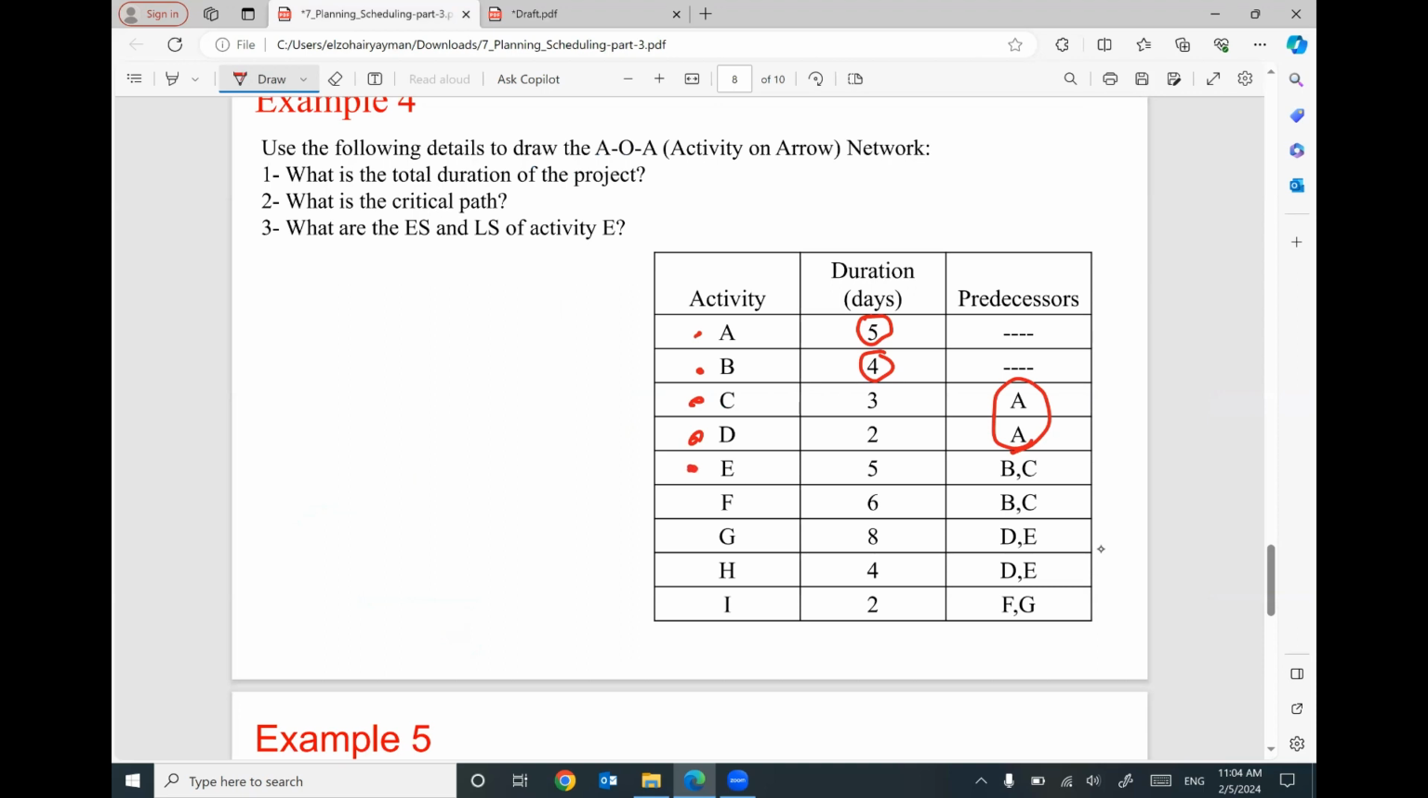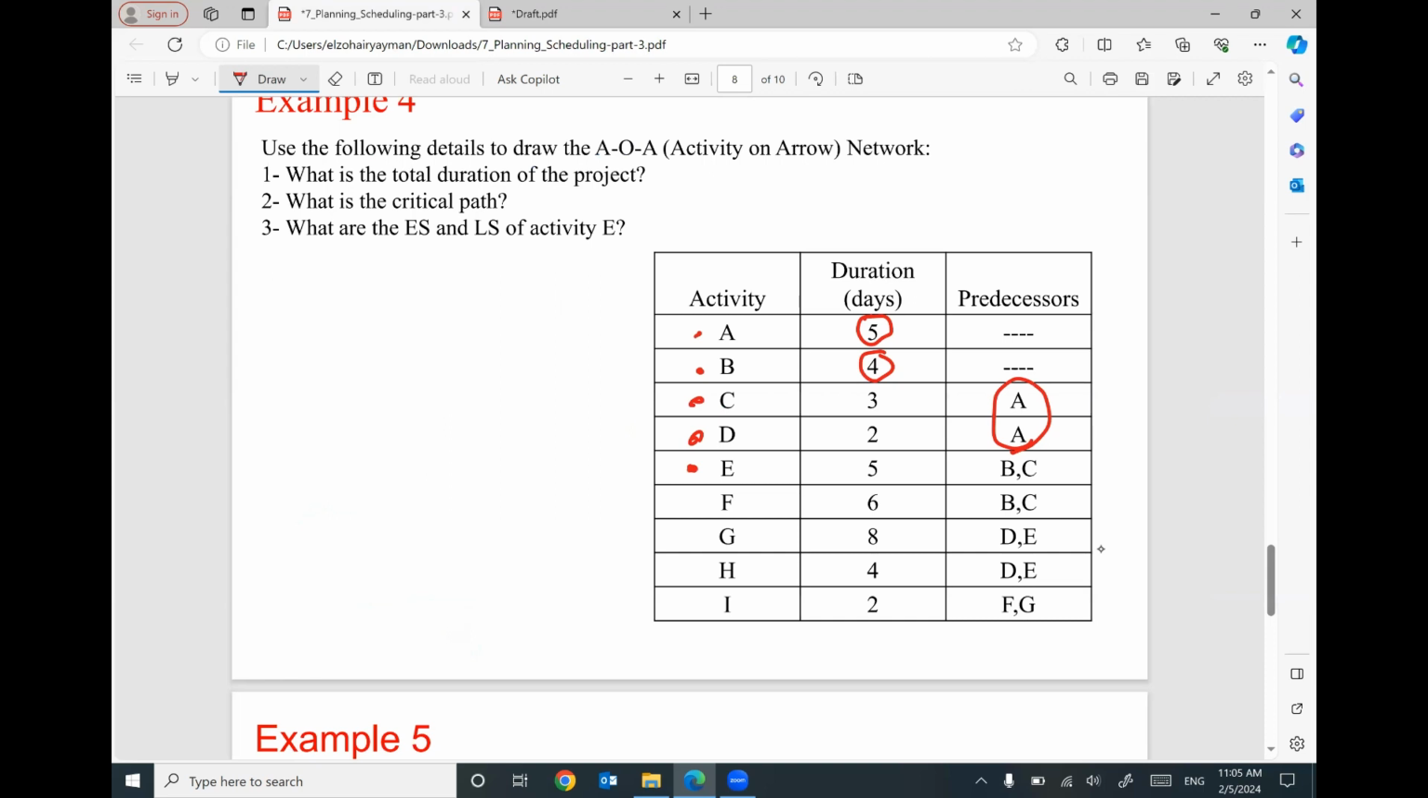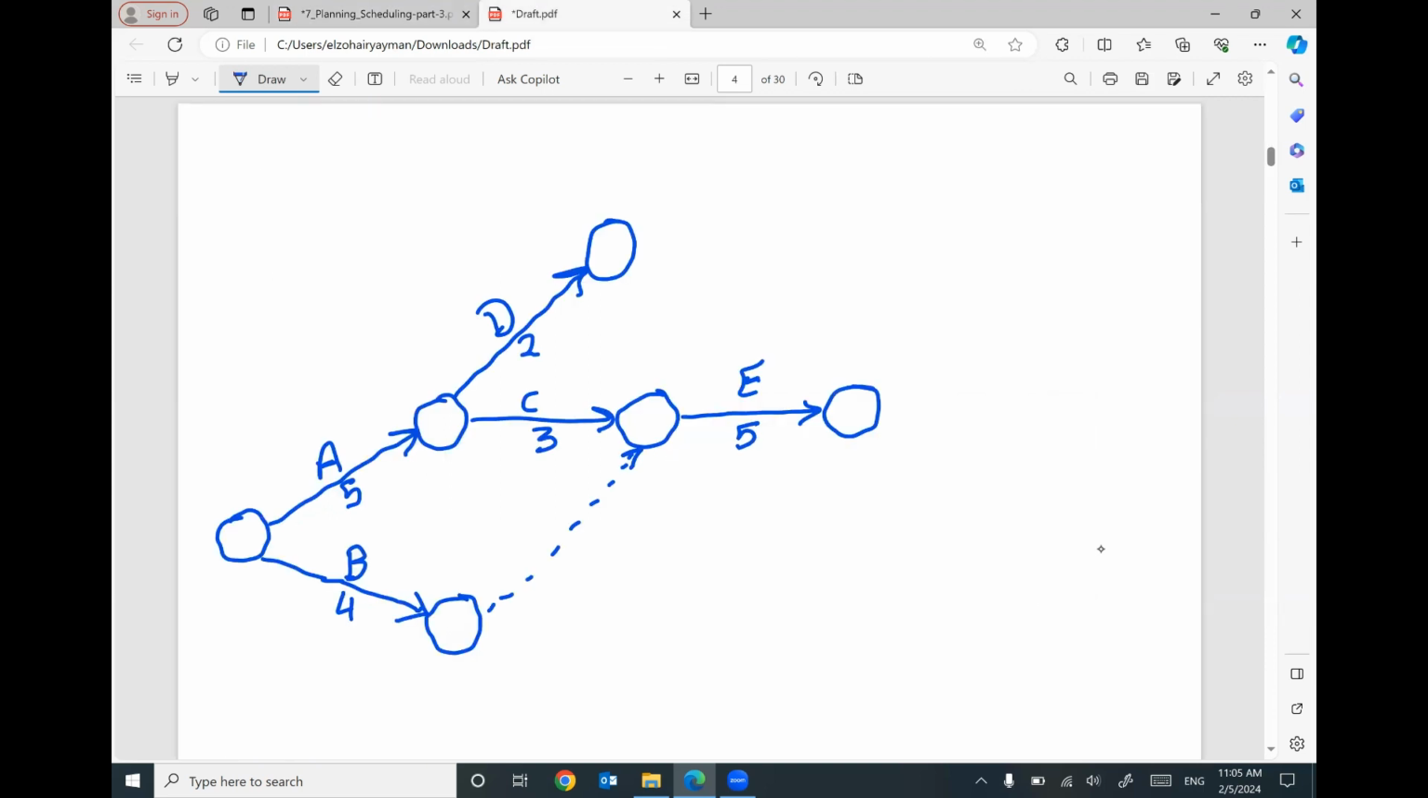For E, we have predecessors B and C. So how can I make B and C predecessors for E? I can draw a dummy activity like this, or I can connect between this node and this node. That's fine. So I can draw here activity E, with a duration 5. It has predecessor C, and based on this dummy activity, B also.